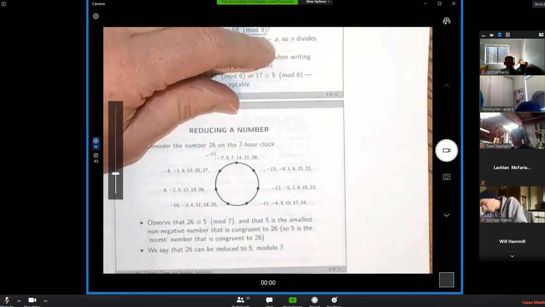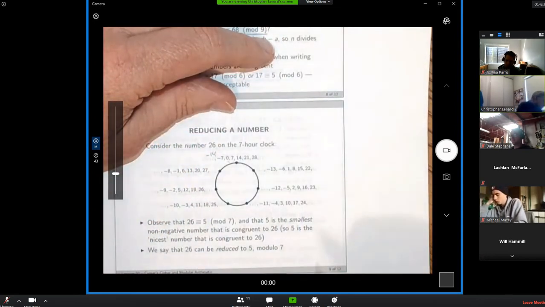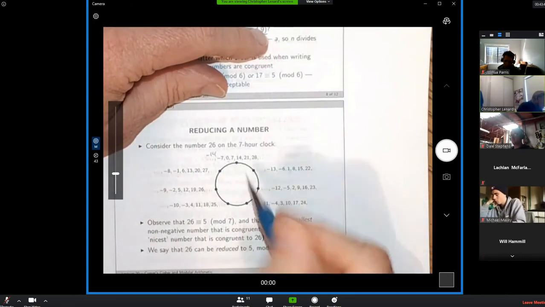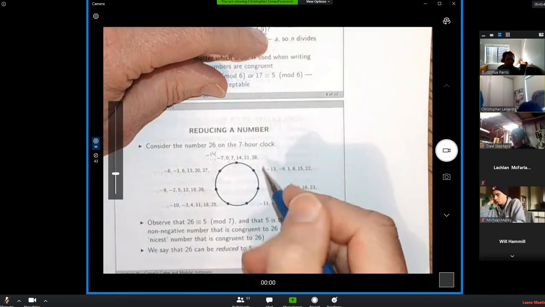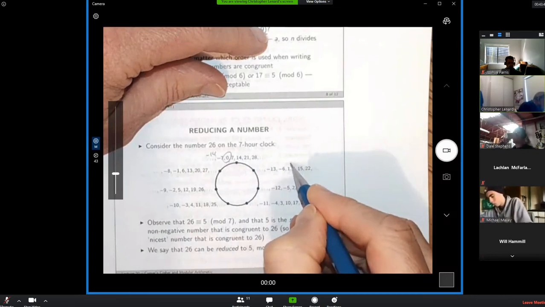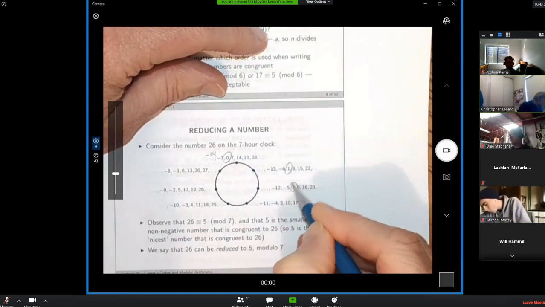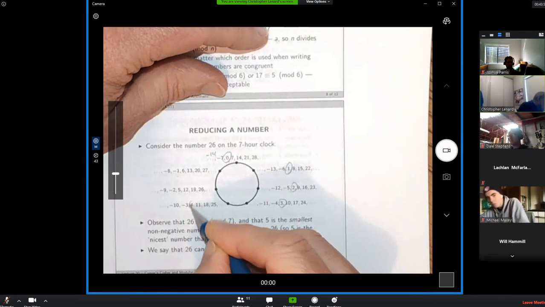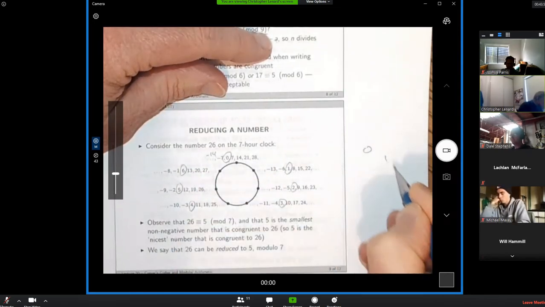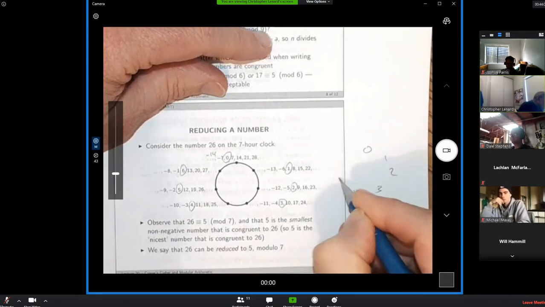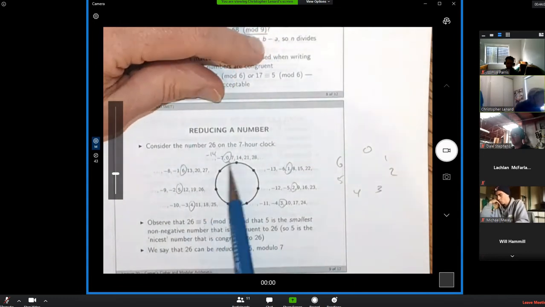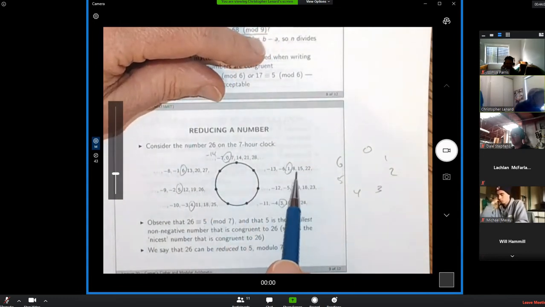So in a sense, what we're starting to do is pick out 0, 1, 2, 3, 4, 5, and 6. So we're just doing 0, 1, 2, 3, 4, 5, and 6, and we're picking those out. And what we're going to do is reduce each one of these.